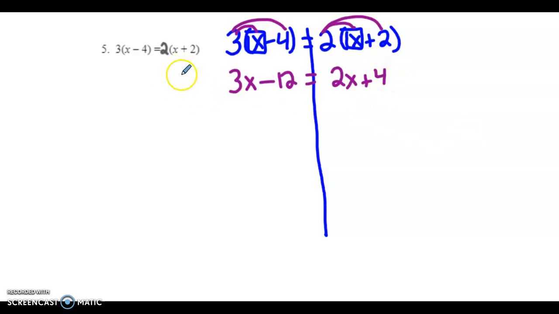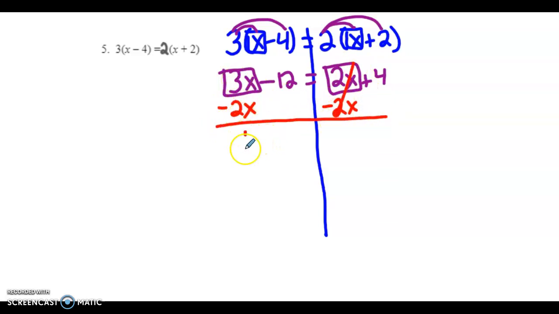Okay, so I've taken care of the parentheses. That was the first step. And now I'm going to figure out where my letters are. They're on opposite sides, which means I need to do opposite operations to get rid of one of them. I like to get rid of my smallest, and since 2x is smaller than 3x, I'm going to get rid of this positive 2x by subtracting 2x's from each side.